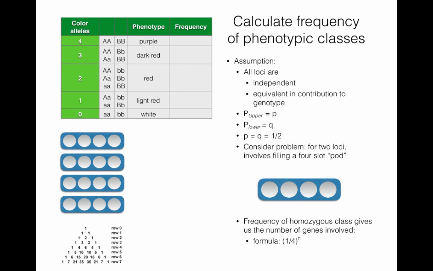How do we calculate the frequency of phenotypic classes? And by the way, we're going back to our color alleles. So we have the 5 different classes: purple, dark red, red, light red, and white. And we have 2 loci that are determining the phenotype for this trait. So the assumption is that all loci are independent. They're all equivalent in contribution to phenotype.